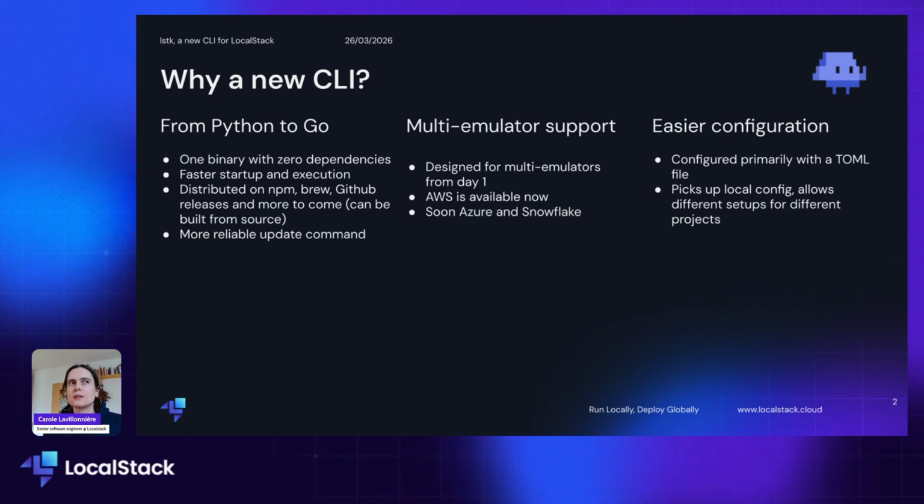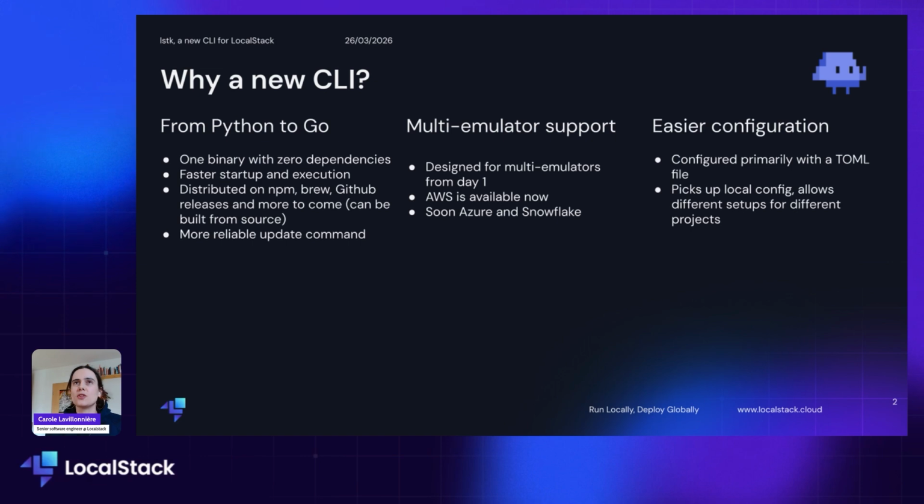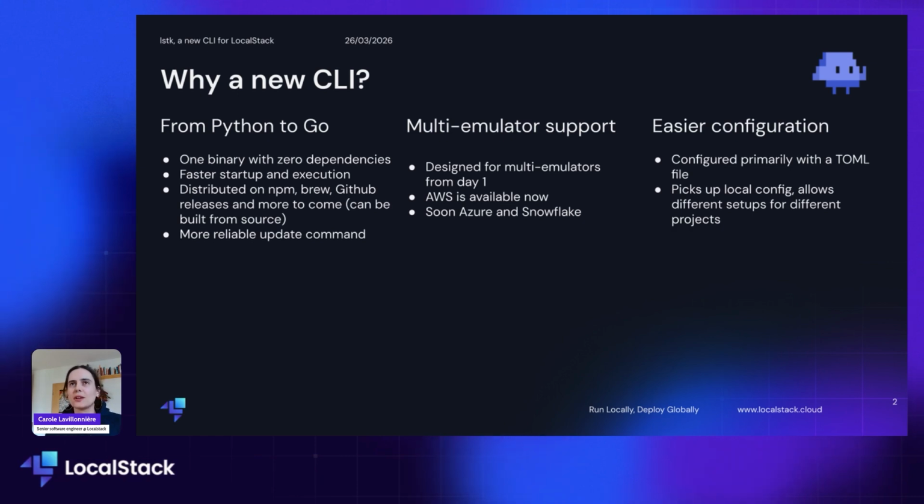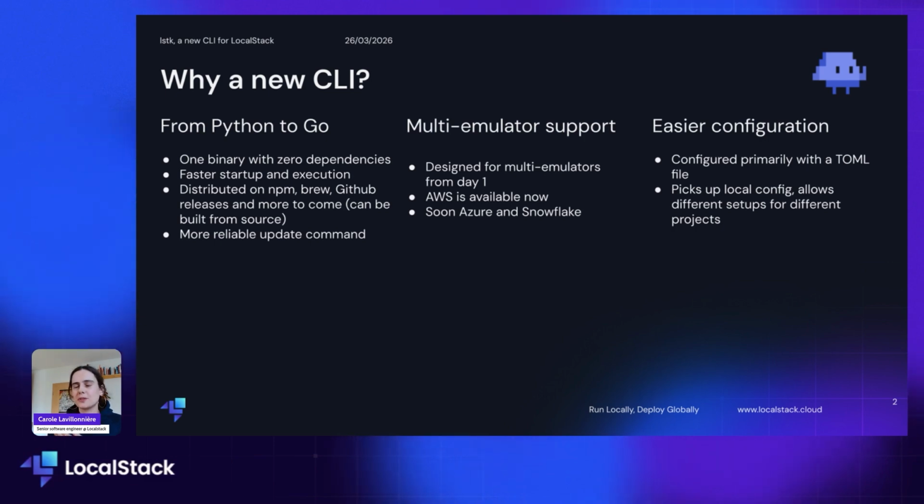One problem we've heard over and over again, and one we also experienced as LocalStack developers, is the fact that it was built in Python. It created a lot of friction because of the nature of Python: there is no binary and it has a lot of dependencies on your machine. One example is your Python version. So we decided to build it in Go. It comes as a binary with zero dependencies on your environment.